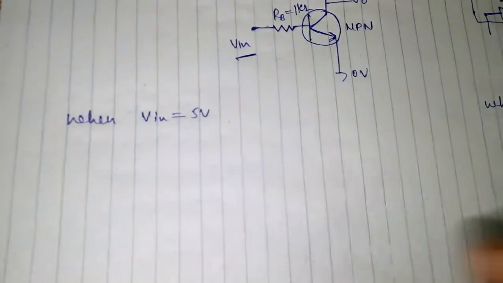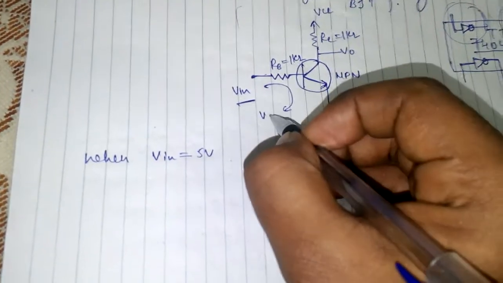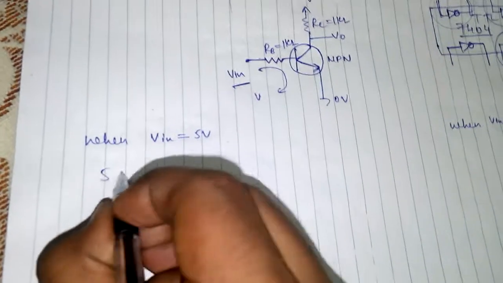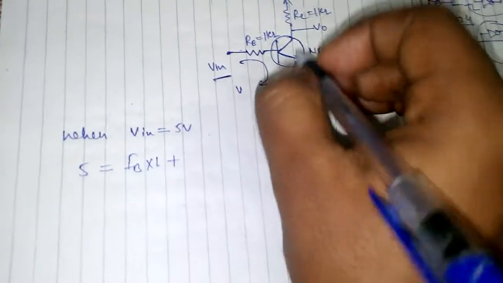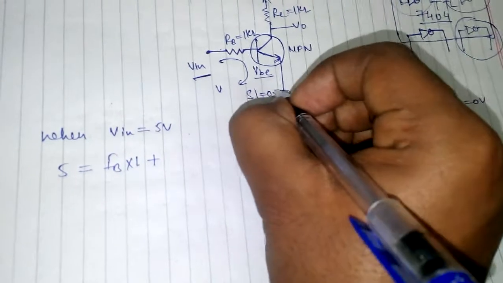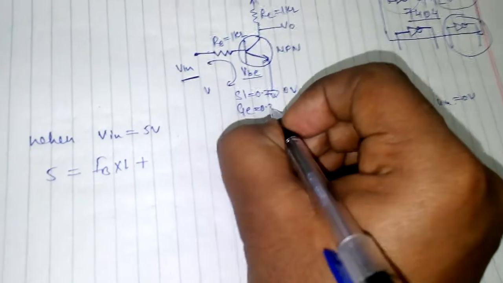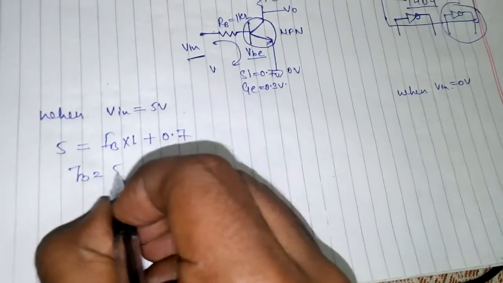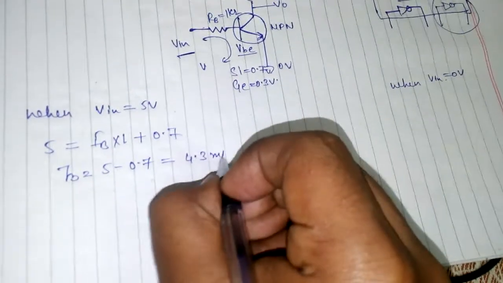Okay guys, so let's see what happens when the input is equal to 5 volts. Apply Kirchhoff's voltage law at the input side. We get 5 equals IB into 1 plus 0.7 voltage drop across VBE. 0.7 is because we know silicon has 0.7 voltage drop and germanium 0.3 volt. So we get IB equals 5 minus 0.7, which is 4.3 milliampere.